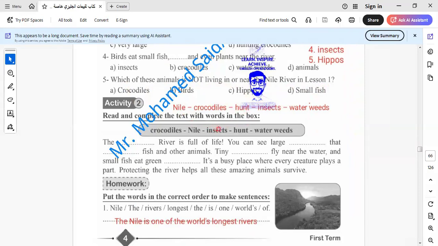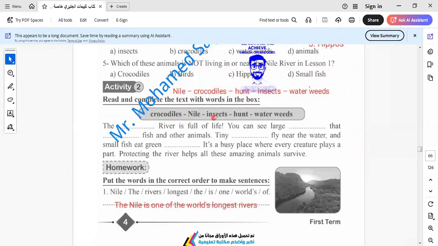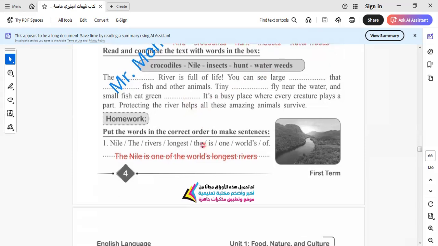Here we have crocodiles, Nile, insect, hunt, water, weeds. Okay, let's do this exercise together. The first one, space Nile. It will be here Nile, right? As Nile River is full of life, you can see large what? Large crocodiles, because crocodiles live in the Nile. That hunt fish and other animals. Tiny what? Tiny insects fly near the water, and the fish eat green water weeds. Green water weeds means the green grass in the river.